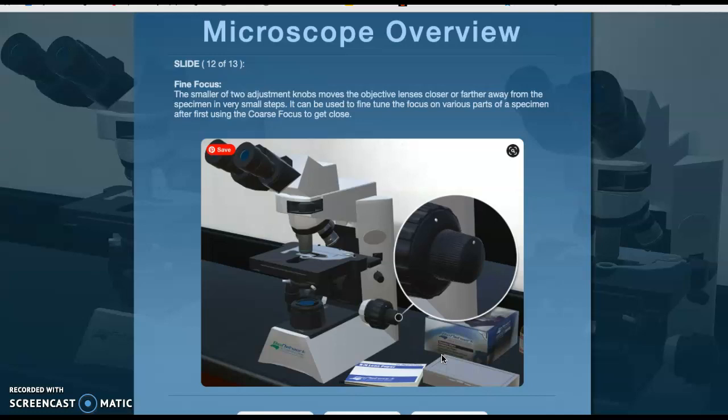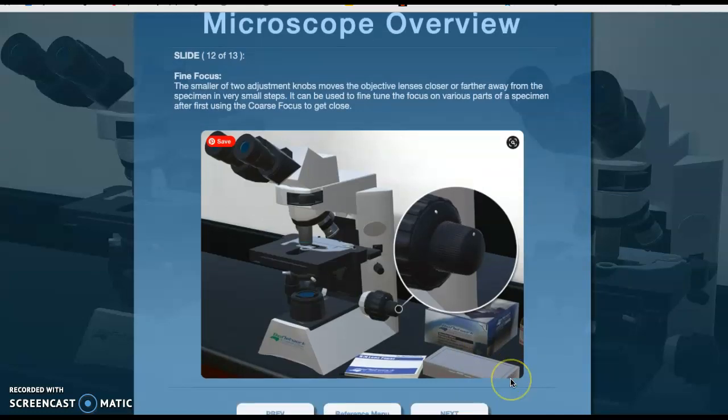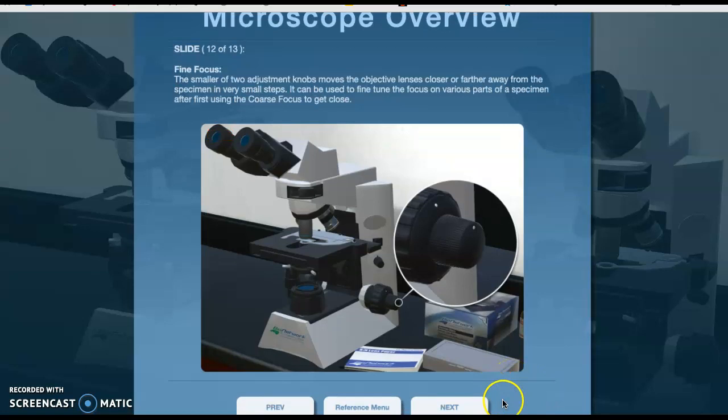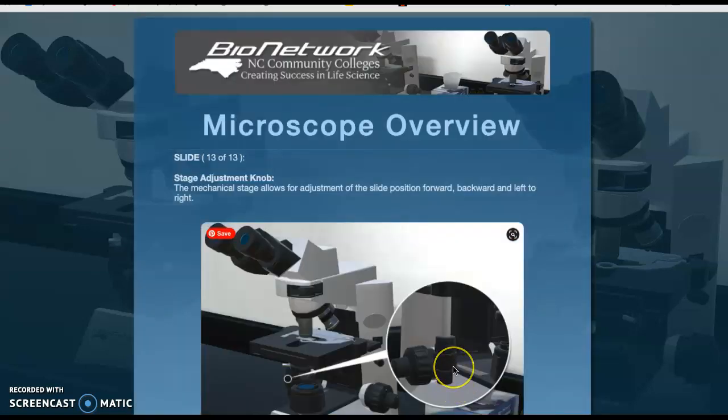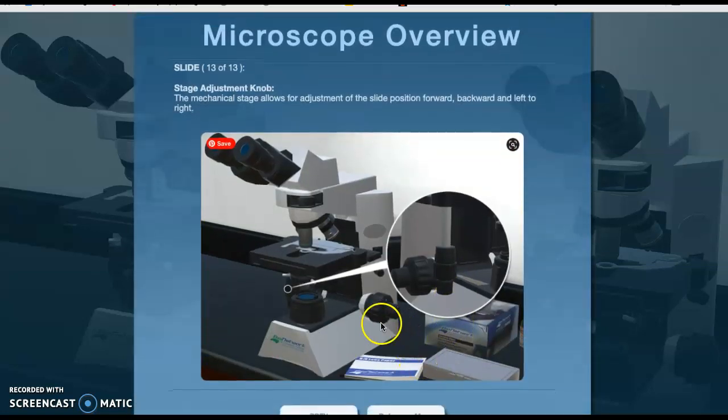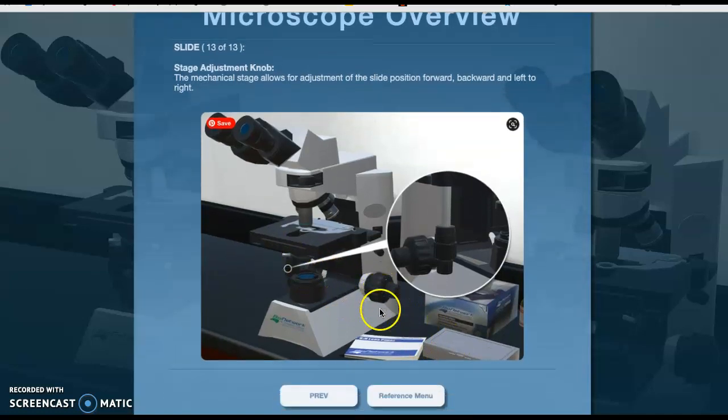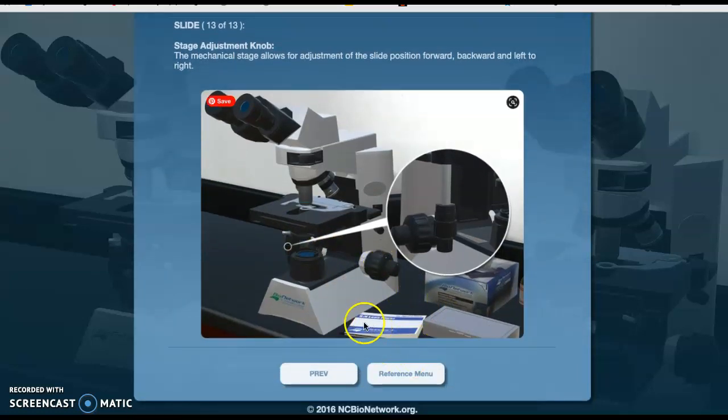So usually we'd use the coarse focus with the 4x lens and get it in focus. And then after that, anytime you increase the power, we would just use the fine focus to make it that crystal clear kind of image. All right. Again, you can use the light adjuster knob to also play with your image, and that is the general overview of the different parts of the microscope.